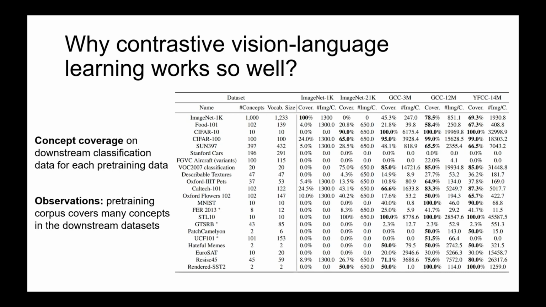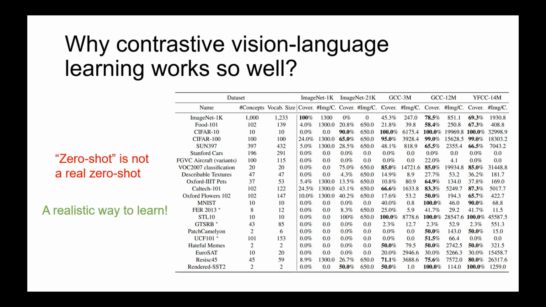As you can see here in the table, a large number of the entries are non-zero or even much higher, which means that the image-text pairs cover a lot of concepts in the downstream zero-shot classification datasets. So this means that the pre-training corpus from the image-text pairs already covers a lot of concepts. And further, this means that zero-shot is probably not a real zero-shot. But on the other hand, this kind of zero-shot is probably a realistic way for the model to learn.